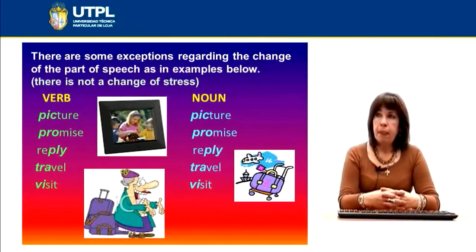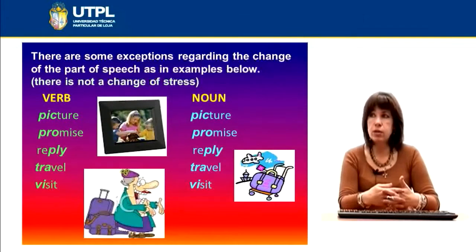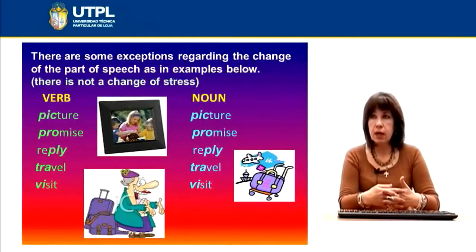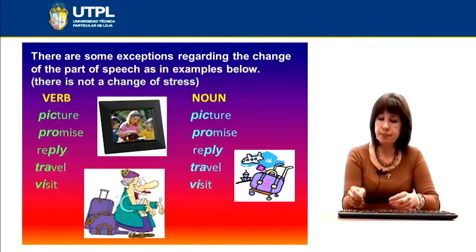So you see, we have the same words, the same written form, picture and picture, and in the first column they represent verbs, and in the second column they represent nouns, but the stress goes on the first syllable. It's an exception. You know that all verbs have to be stressed on the second syllable, but here, I repeat again, this is an exception. So we have verbs like picture, promise, where these words have stress on the first element.